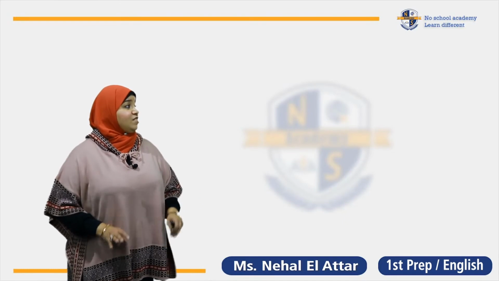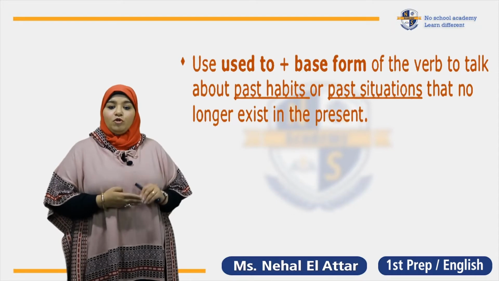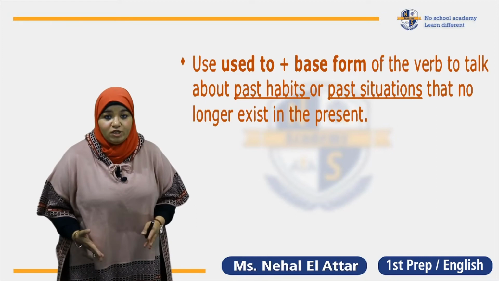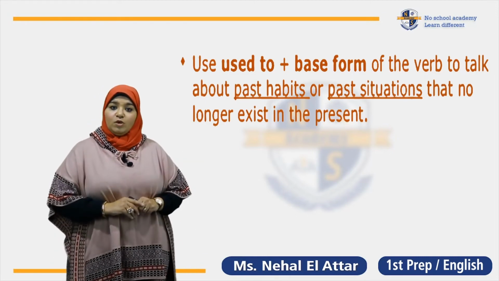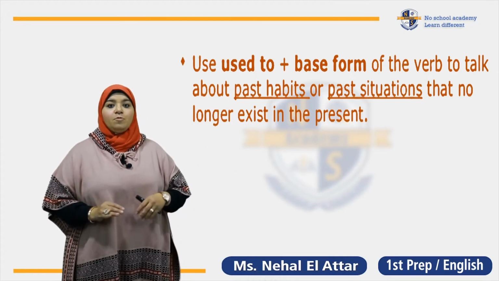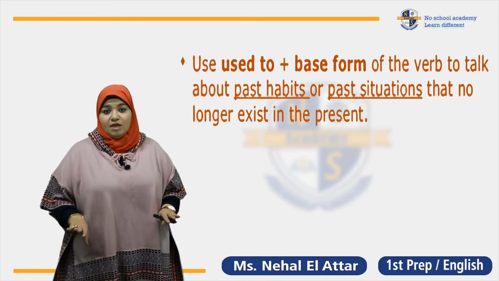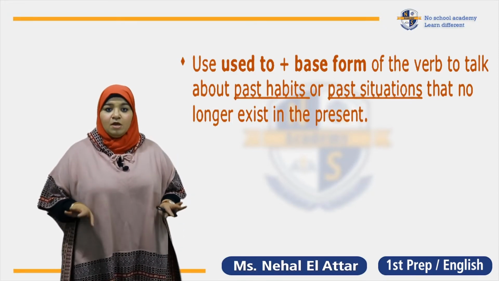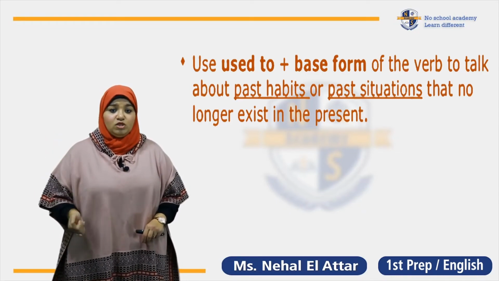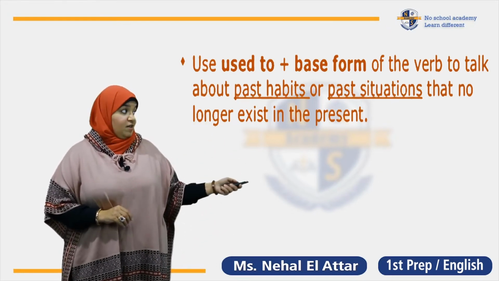We use used to plus the infinitive, or the base form of the verb, to express past habits or past situations that no longer exist nowadays. For example, you show the difference between the past and the present. You are talking about a certain thing that at the moment doesn't happen, or is not happening. So we use used to express past habits and situations. We use the infinitive form after used to in the affirmative case, okay?